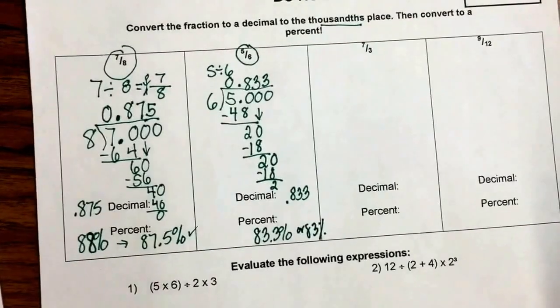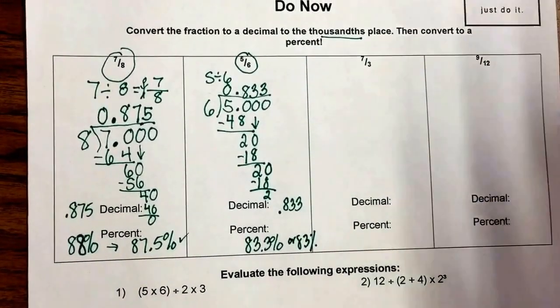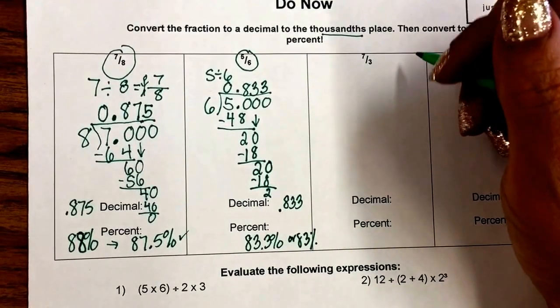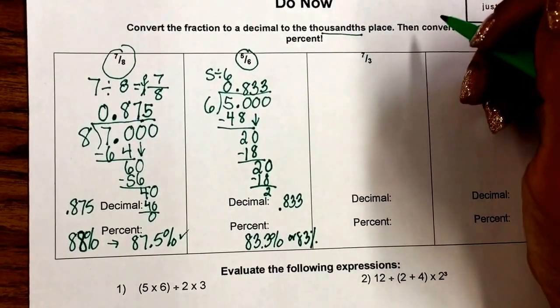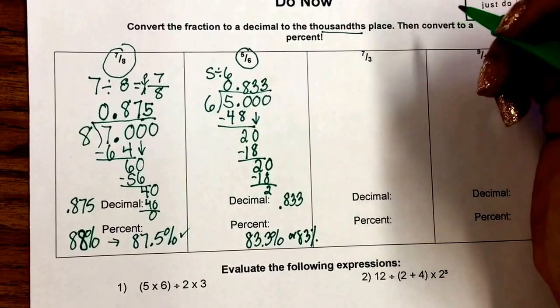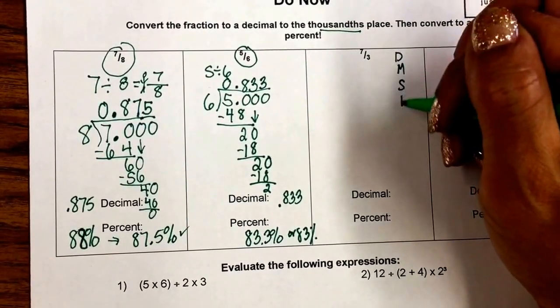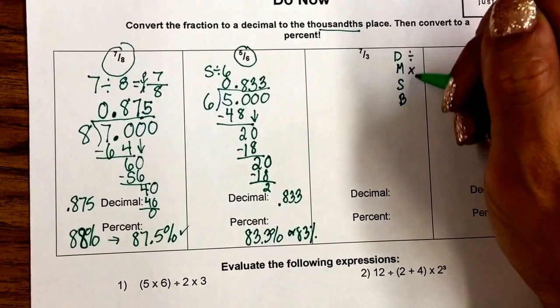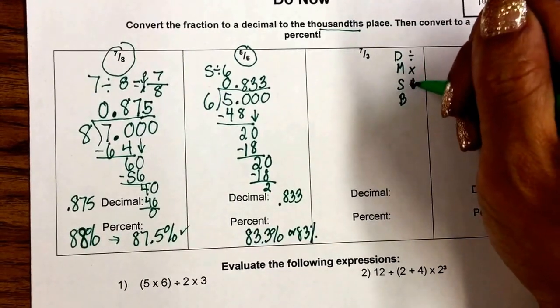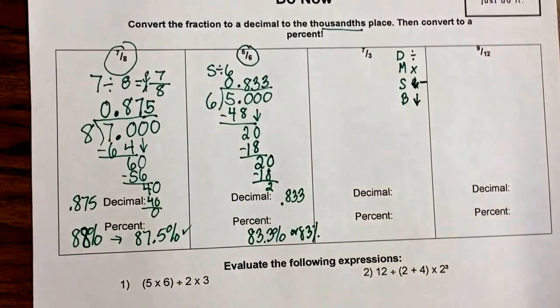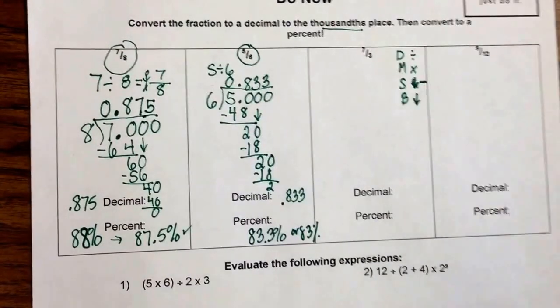Okay. If you're still getting stuck on the steps of it, some kids like to think of that, like saying the mnemonics, like dead monkeys smell bad. Divide, multiply, subtract, bring it down. You could also use that type of mnemonic. And I'm going to use that for this one.